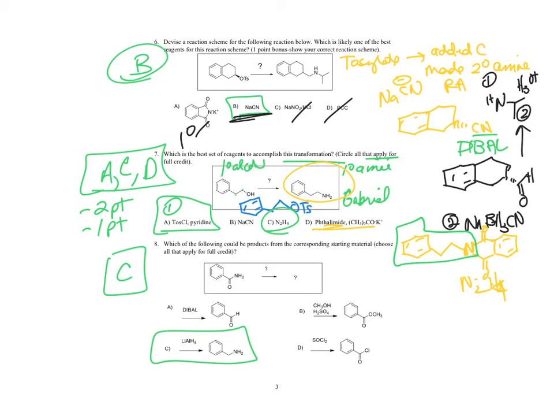Okay, 8. The answer is C. So if you use DIBAL with an amide, you would not get the aldehyde. That would only work if you had a nitrile or an ester. Lithium aluminum hydride would work. You cannot go from an amide to an ester, and you can't go from an amide to an acid chloride. So the answer is C.